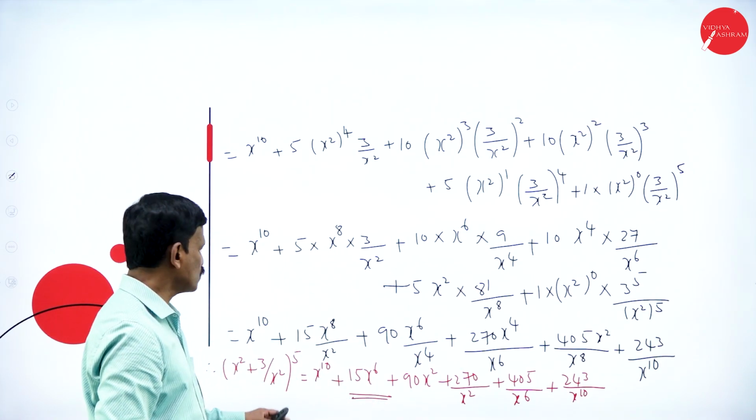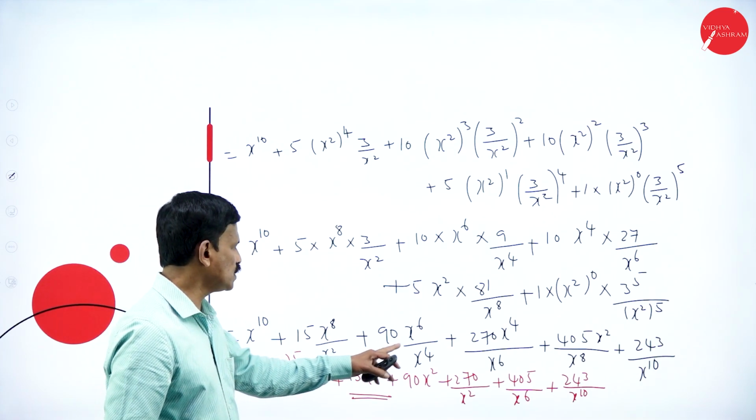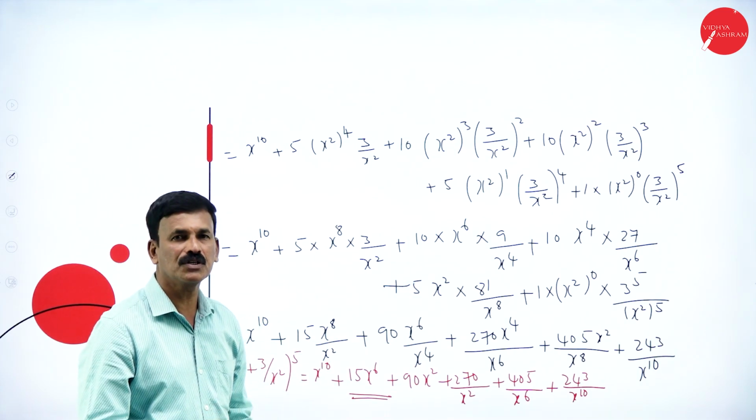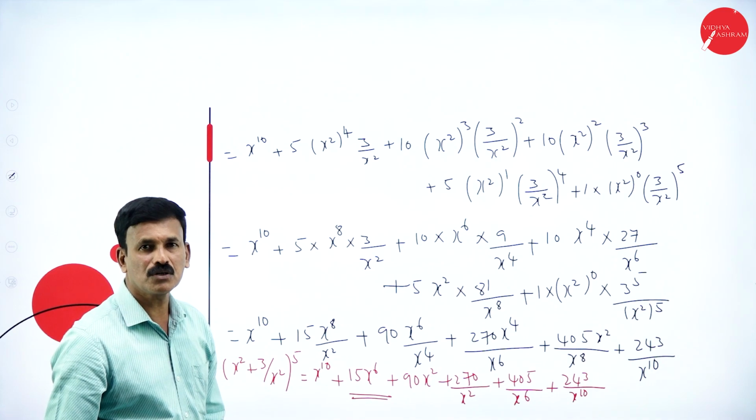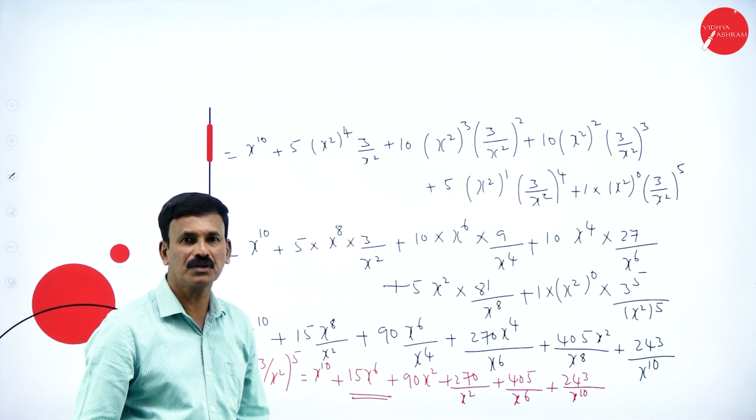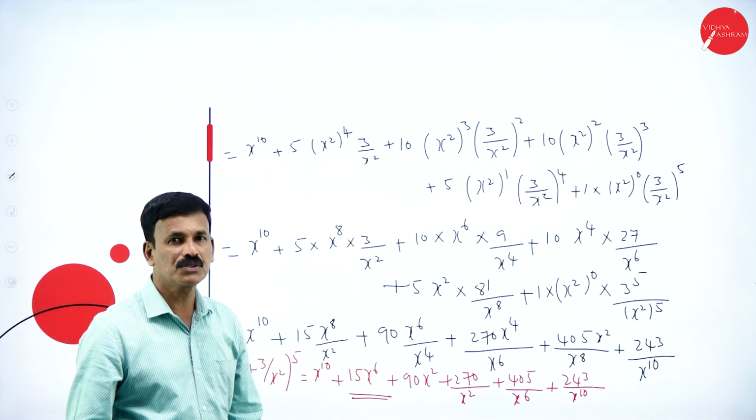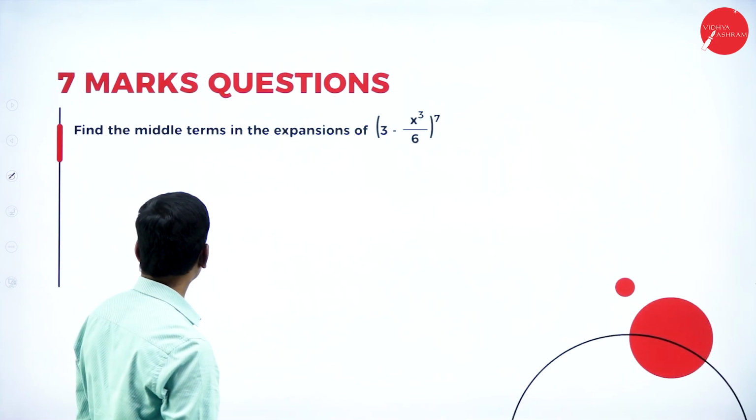So there are 6 terms. 5 plus 1 is 6: 1, 2, 3, 4, 5 and 6. This is how we are going to expand using the binomial theorem. Very important for the point of examination, and it's an 8 marks question. Now move on to the next problem.